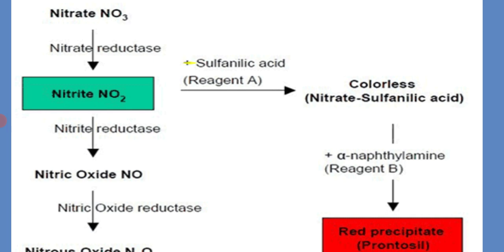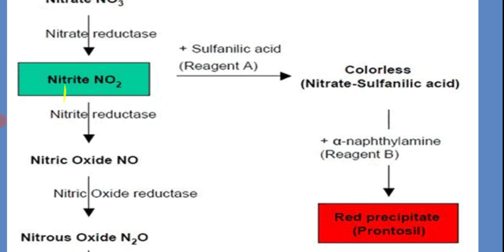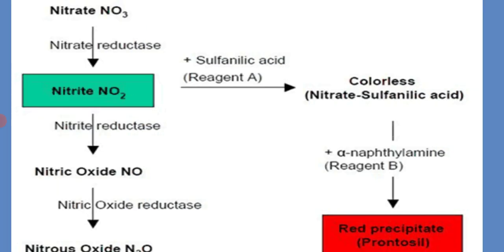In the presence of sulfanilic acid, or reagent A, the nitrite forms a colorless compound, that is nitrite sulfanilic acid. When we add alpha naphthylamine, that is reagent B, in the medium, there is formation of a red precipitate of the compound prontosil. Formation of prontosil, a red colored compound, shows that there is formation of nitrite and that the test is positive.